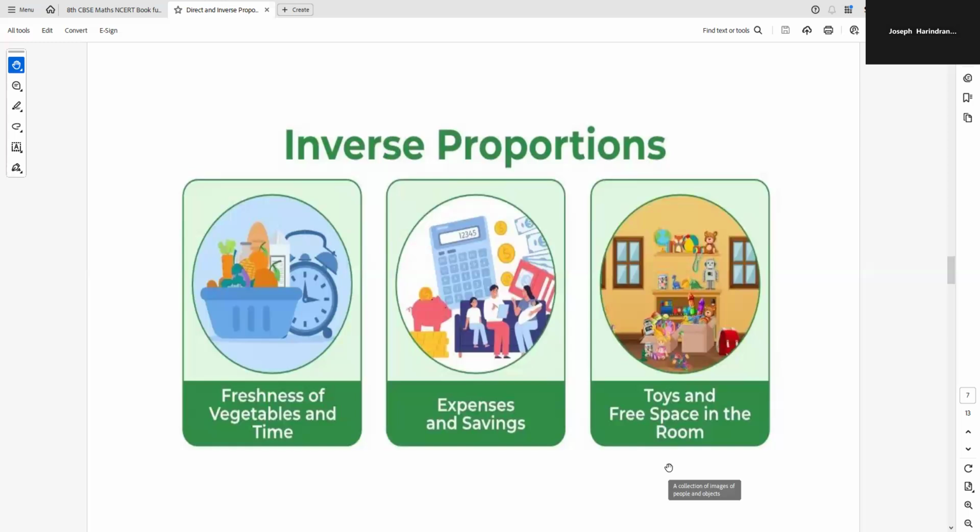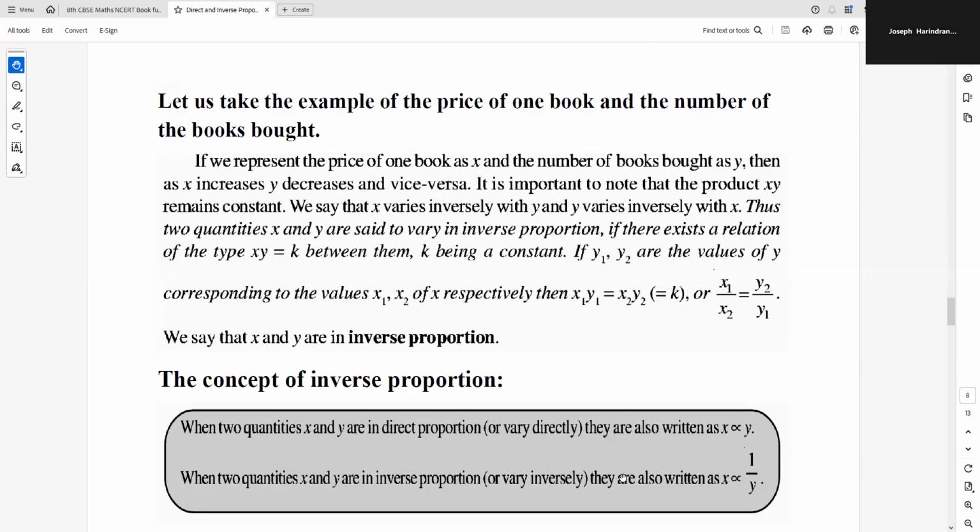Also, one more example is there. When the number of persons increases, the food consumption, each person will get less amount. That is an example. We'll see it in the example question. Okay, carry on. We'll go to one example for inverse proportion.